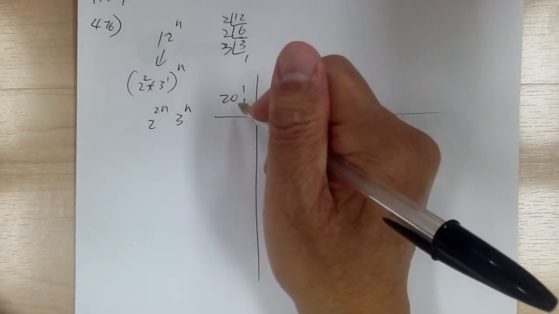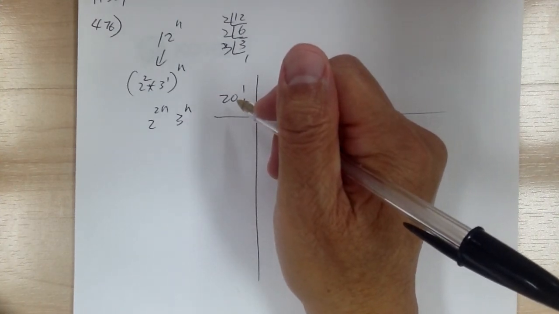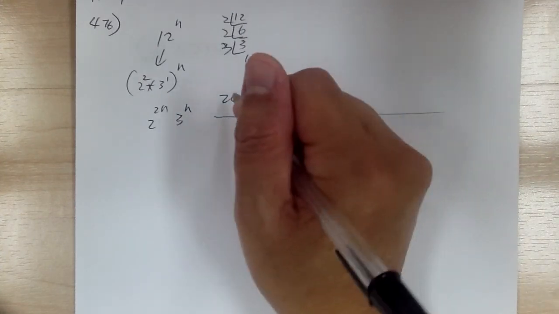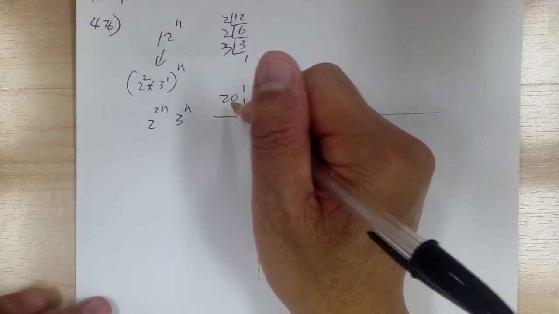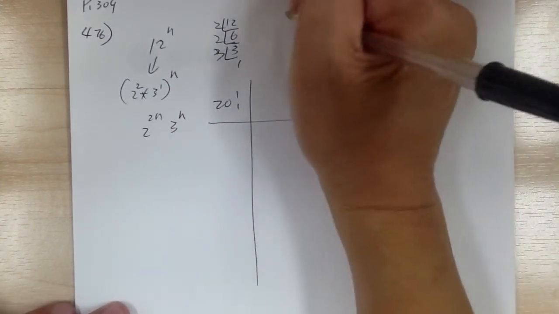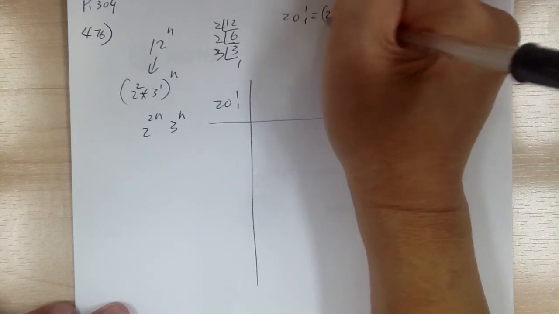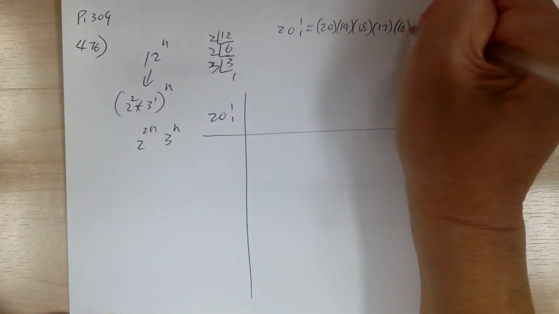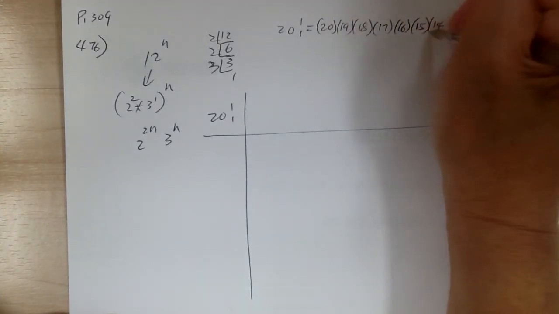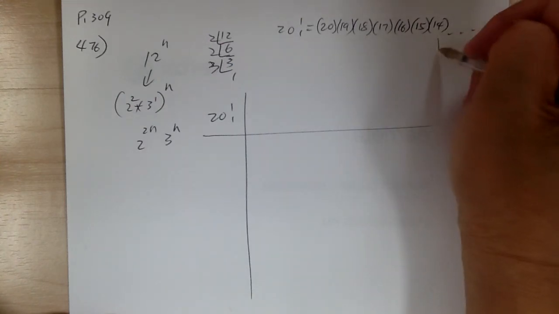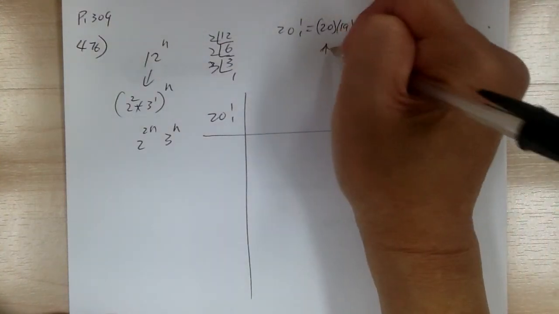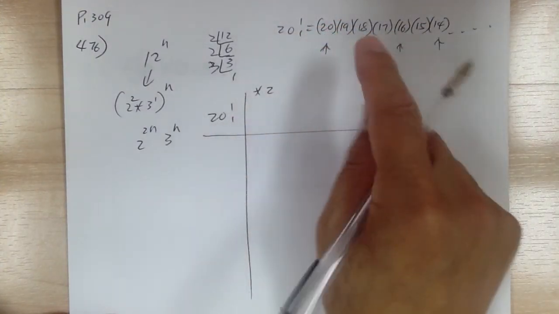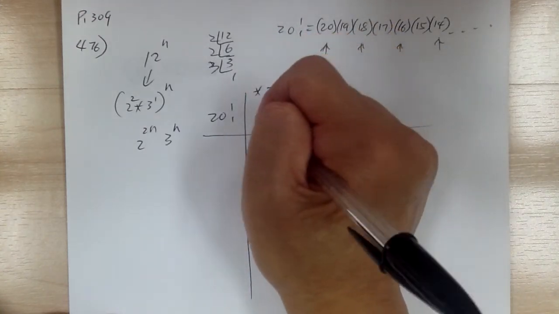So 20 factorial is 20 times 19 times 18 times 17 and so forth. Therefore you have to figure out how many 2's are in this number. How many factors of 2 are in here? Well, 20 factorial equals 20, 19, 18, 17, 16, 15, 14, right? So you're going to get a factor of 2 here, 2 here, 2 here, 2 here. So multiples of 2, there are 10 of them. You get a factor of 2 for all the even numbers.